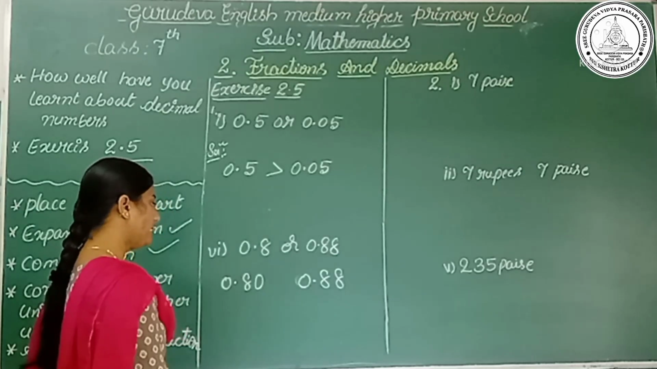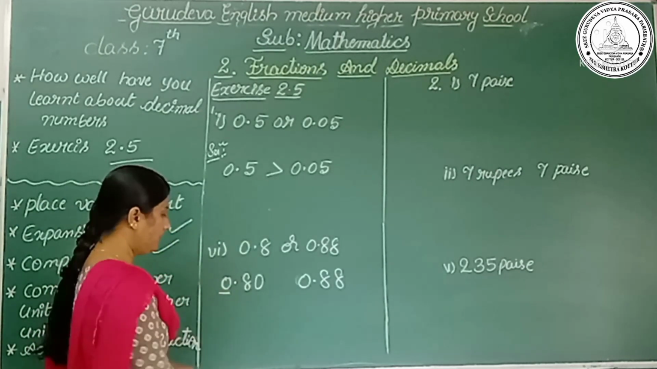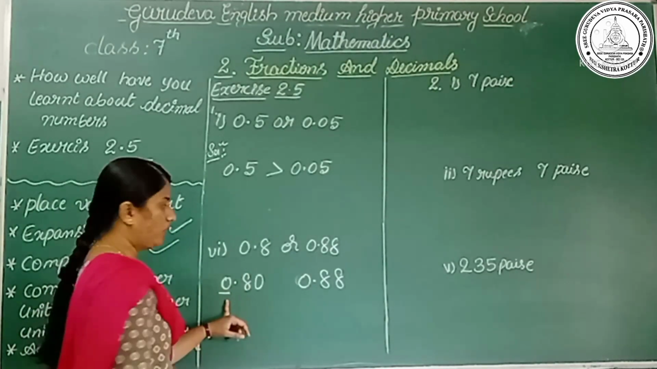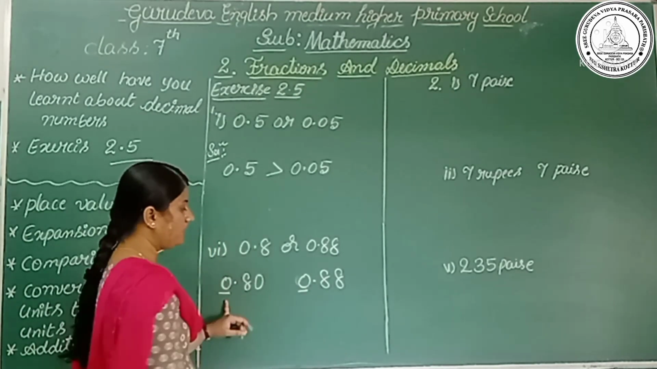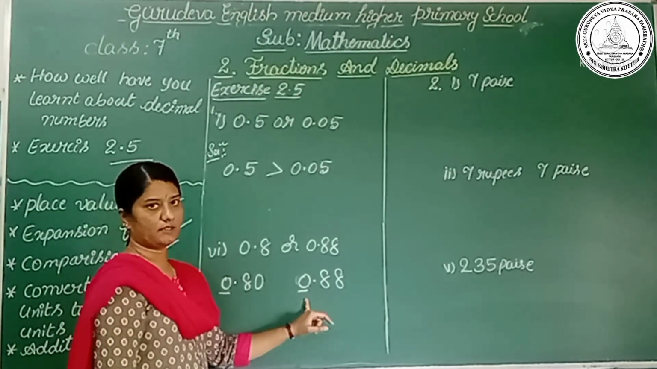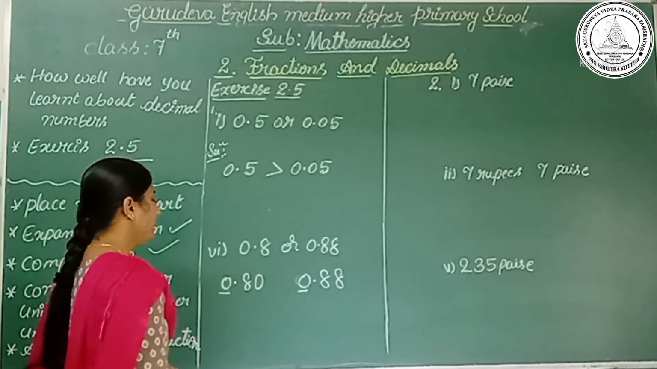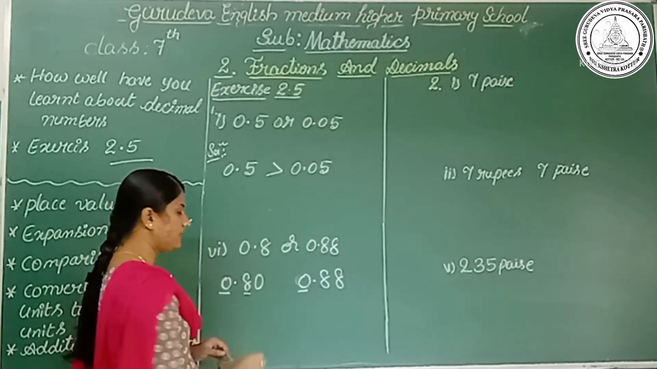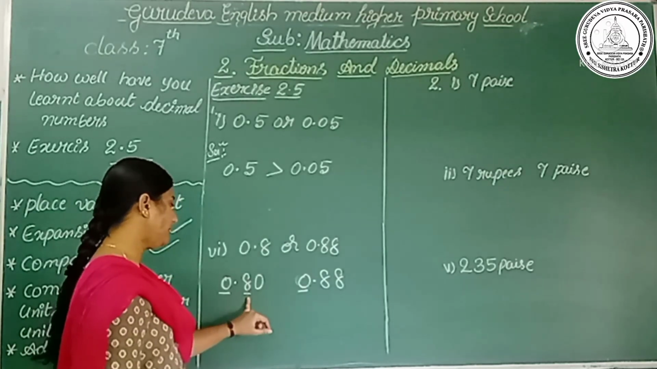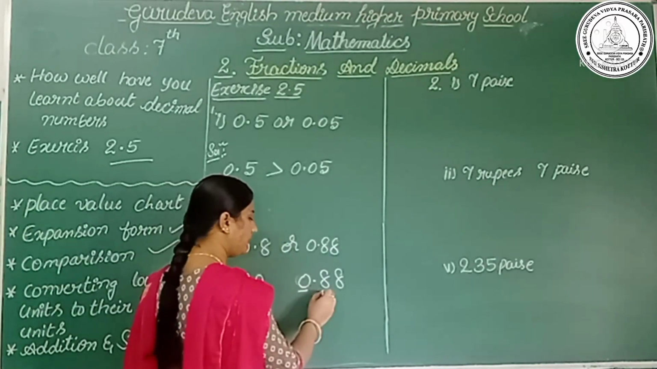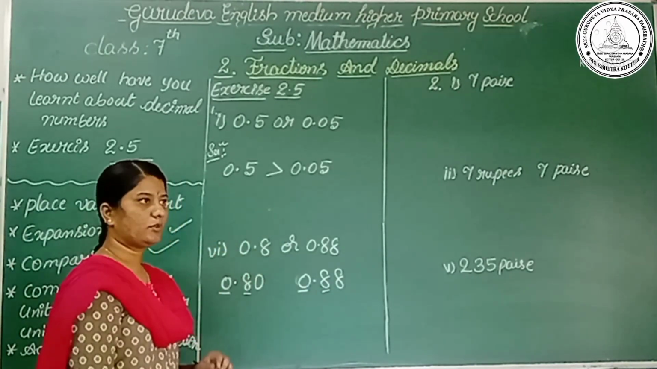Okay, so now you compare: in the whole number place there is only 0. In this number also in the ones place there is a 0. So both are equal. So let's compare the decimal part. In the decimal part, the first place is tens. Here there is 8 tens. In this number also there is 8 tens. So what do we have to do?